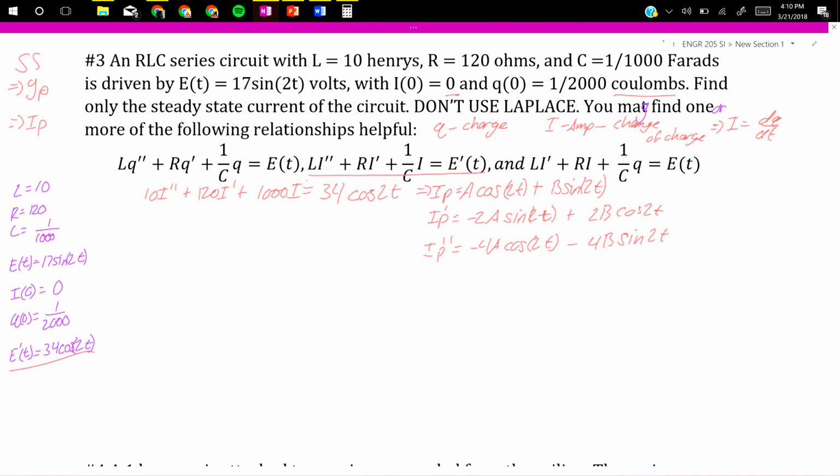It's going to be a long doozy one, so it's going to become 10 times negative 4a cosine 2t minus 4b sine 2t plus 120 I prime sub p, which is negative 2a sine 2t plus 2b cosine 2t.